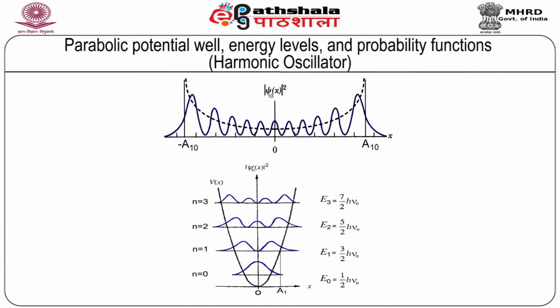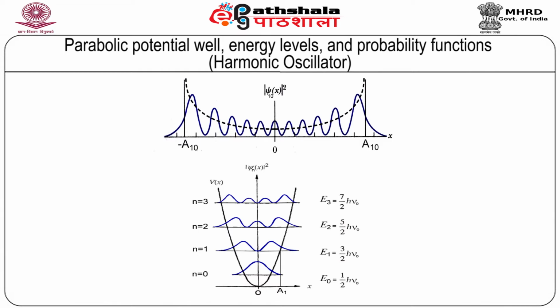Now, there are a few important things to note. Number one, as I already mentioned, there is always a small but finite probability of observing the quantum mechanical oscillator outside its classical amplitude. So the classical amplitudes are marked here. This is A1, the next one is A2, the next one would be A3. I have just shown this amplitude A1, and here the amplitude is A10. So in all these cases, we find that there is always a small but finite probability of observing the oscillator outside its classical domain or outside its classical amplitude. So this is one important point to note.